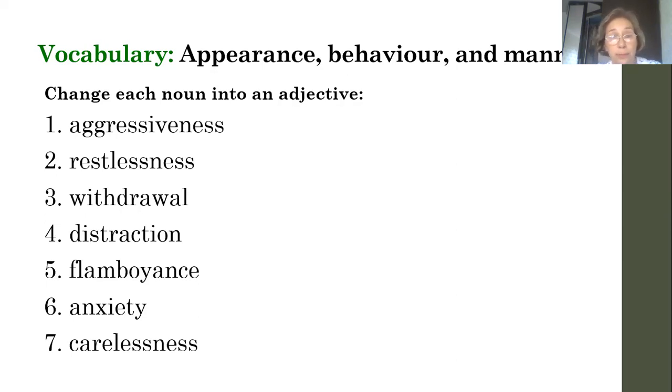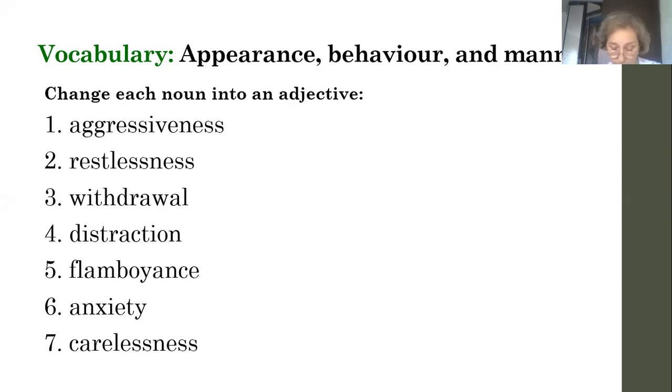What about withdrawal? What is the adjective? So who can help us? Just a minute. Dilara, please. Withdrawn. So withdrawn manner, for example. So what about distraction?